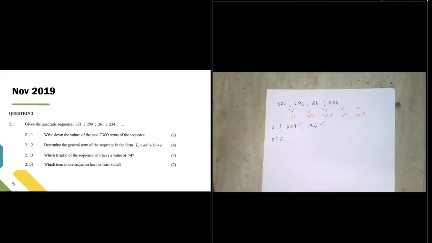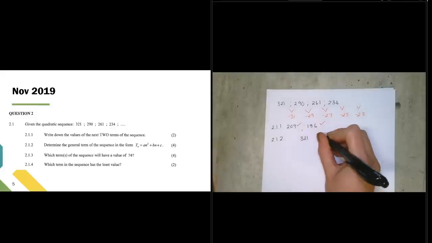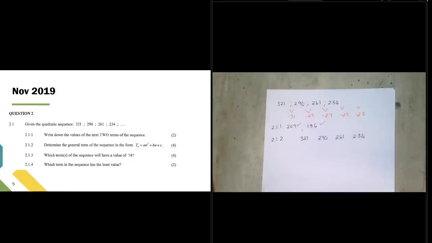Question 2.1.2. Determine the general term of the sequence in the form Tn equals an squared plus bn plus c. Please remember you do have to show all your work and calculations. So if I write my sequence down again and I start by subtracting. We said 290 minus 321 is negative 31. 261 minus 290 is negative 29. 234 minus 261 is negative 27. Remember, that's our first differences. They said this is quadratic, so we know the second differences must be constant.